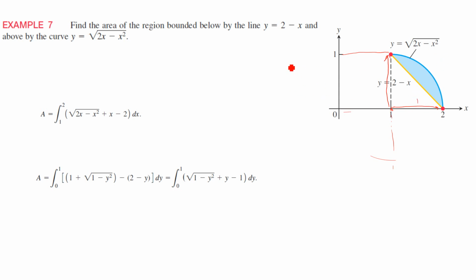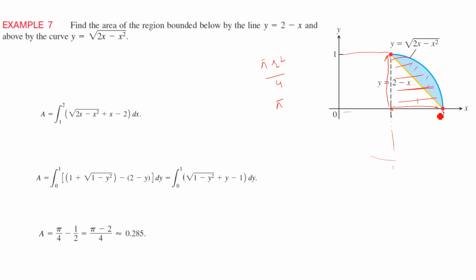The area of the circle is pi r square, so 1/4 of the circle is pi r square over 4. We can find the shaded region using this whole area minus the area of this triangle. Let's see how it works. Because the radius is 1, the area of this region is pi by 4.